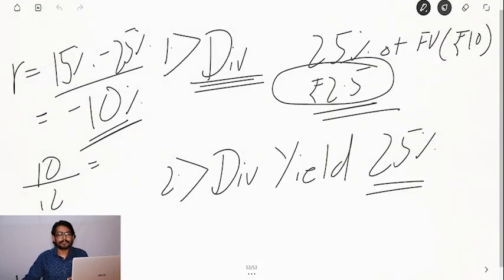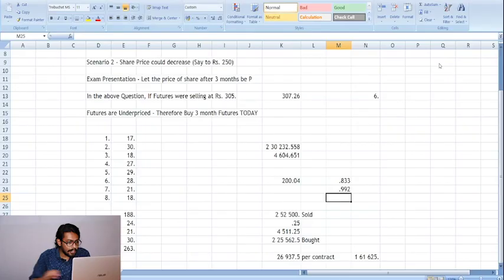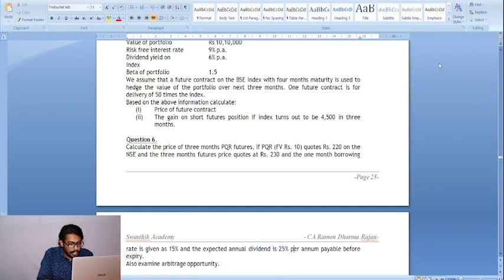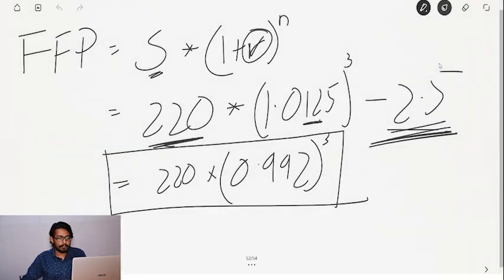Now point number two. Your future has 3 month maturity. When is dividend paid? What are they saying in the question? Dividend is payable before expiry, so I am assuming it is just before expiry over here. If it is just before expiry, or at the end of 3 months, this shortcut is okay: you can just reduce 2.5. This is applicable if the dividend is payable just before expiry.